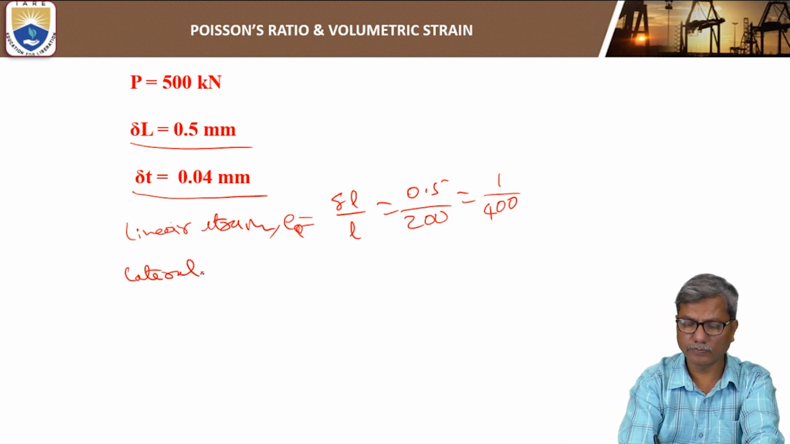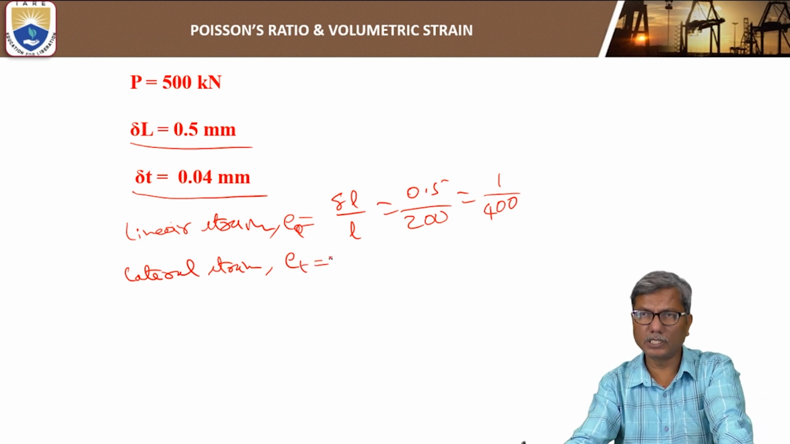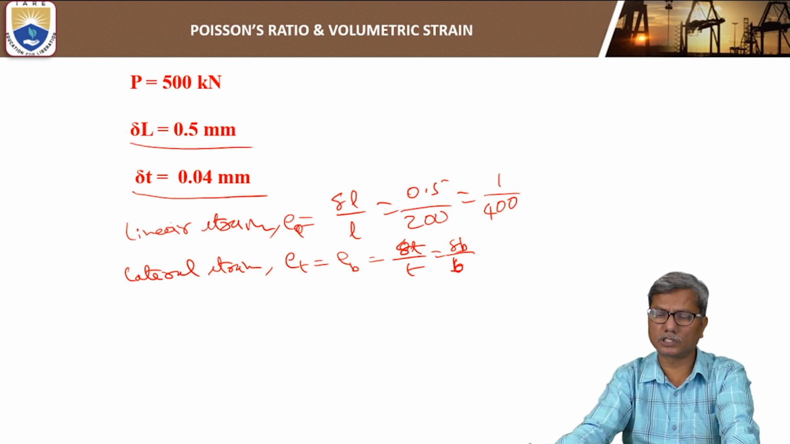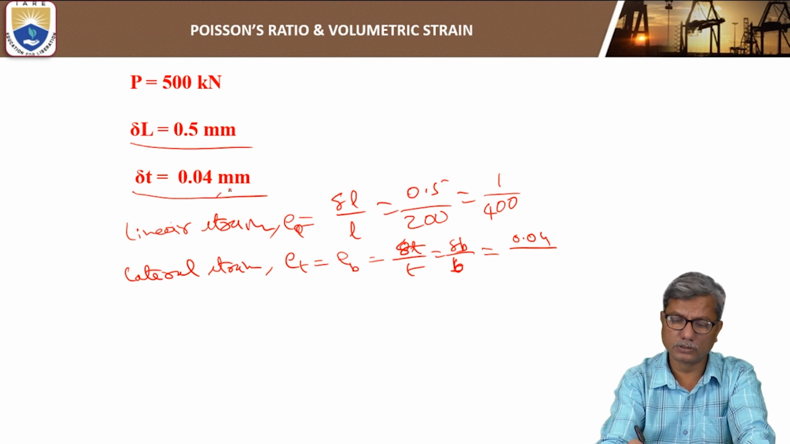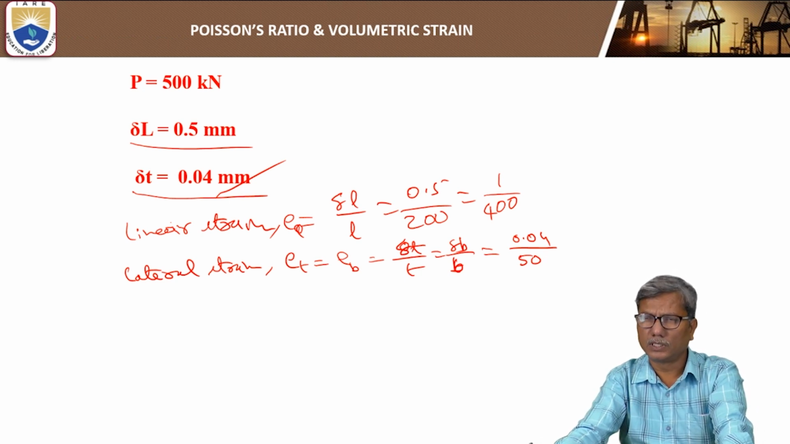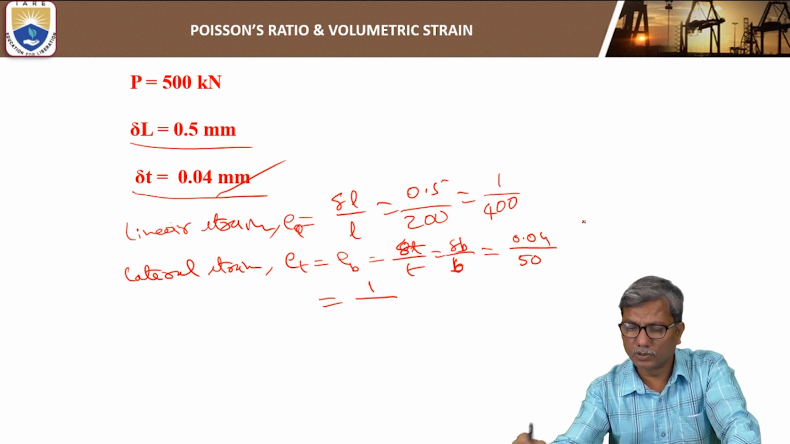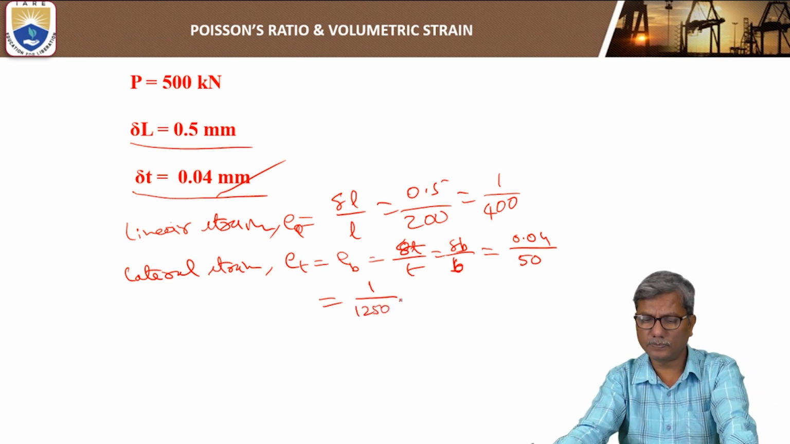Similarly, lateral strain in the direction of thickness or in the direction of breadth. Let it be ET and EB, both are the same, that is delta T by T or delta B by B. In this case, the breadth and thickness both are the same, being a square section. So lateral strain is 0.04 by the thickness 50 mm. It comes out to be 1 by 1250.